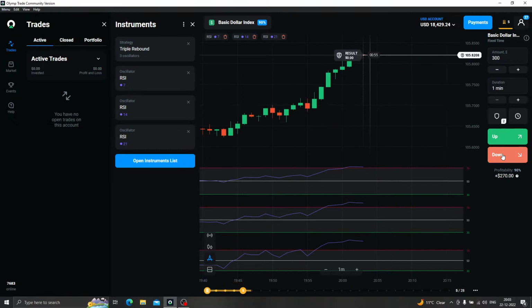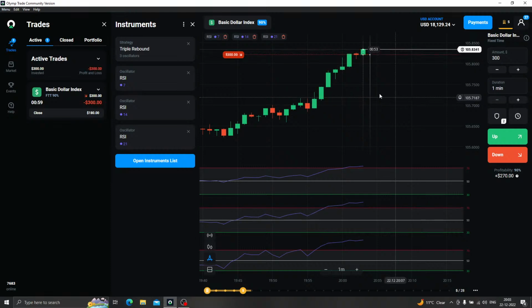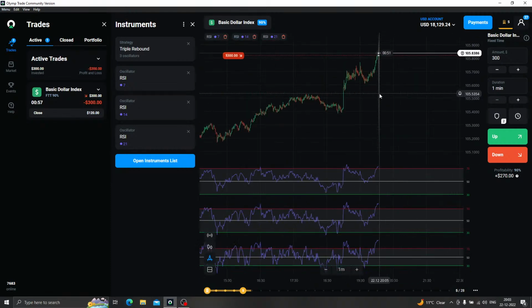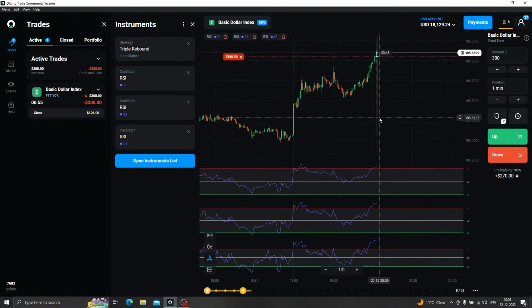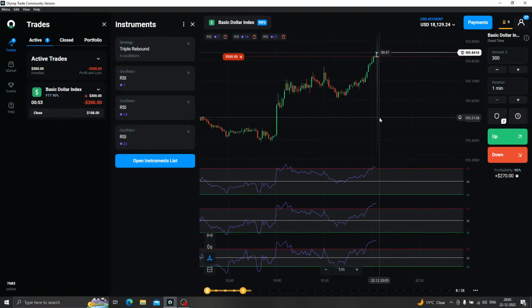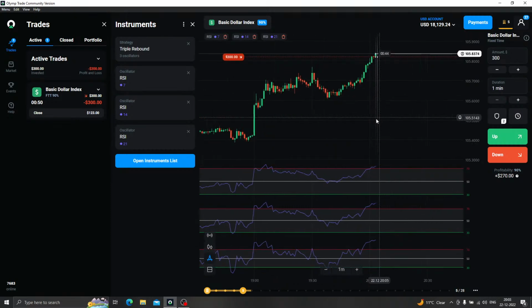So it was a standoff trade, guys. Again, I am trying a downside trade. All the three RSIs are now in the overbought region.